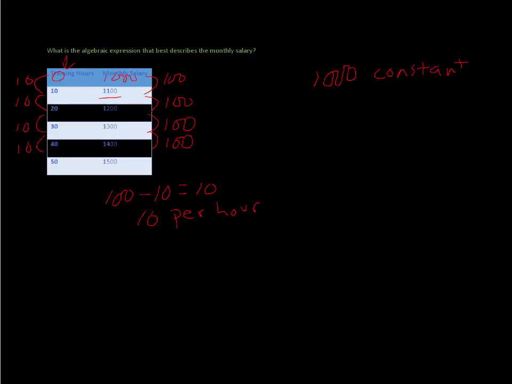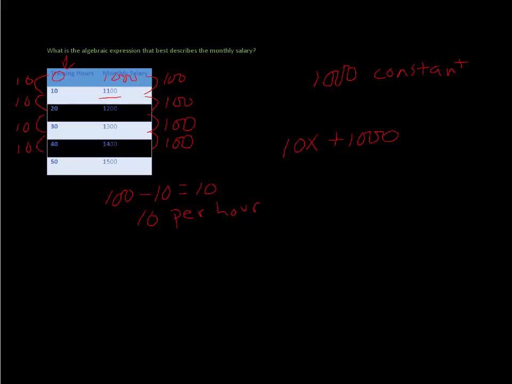All right, and theoretically, we don't know how many hours, so we're going to make that our x. So 10 times how many hours we worked, so 10x, and our starting point was 1,000.